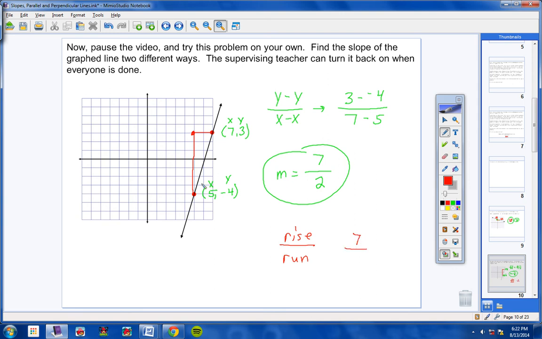I'm going to do that again starting down here. So I put my pen here. Don't count where you start. I'm going to go up 1, 2, 3, 4, 5, 6, 7. And then your run is going to be 1, 2. Or start here and go 1, 2.